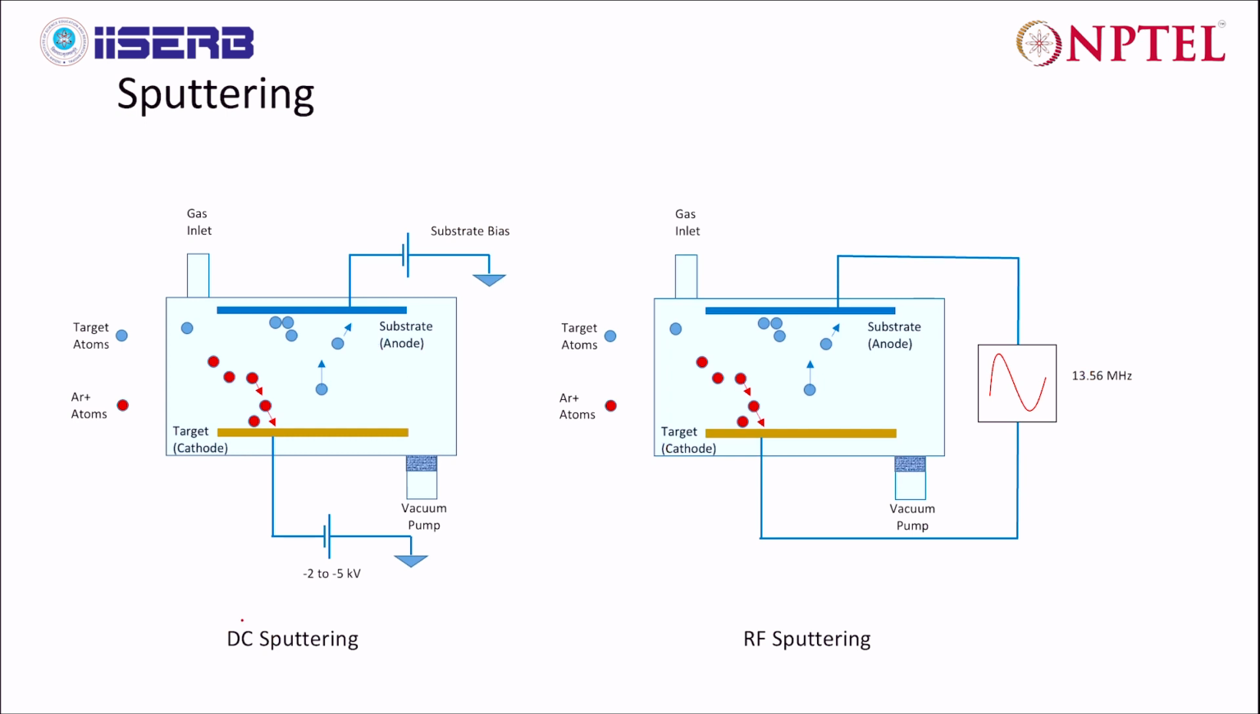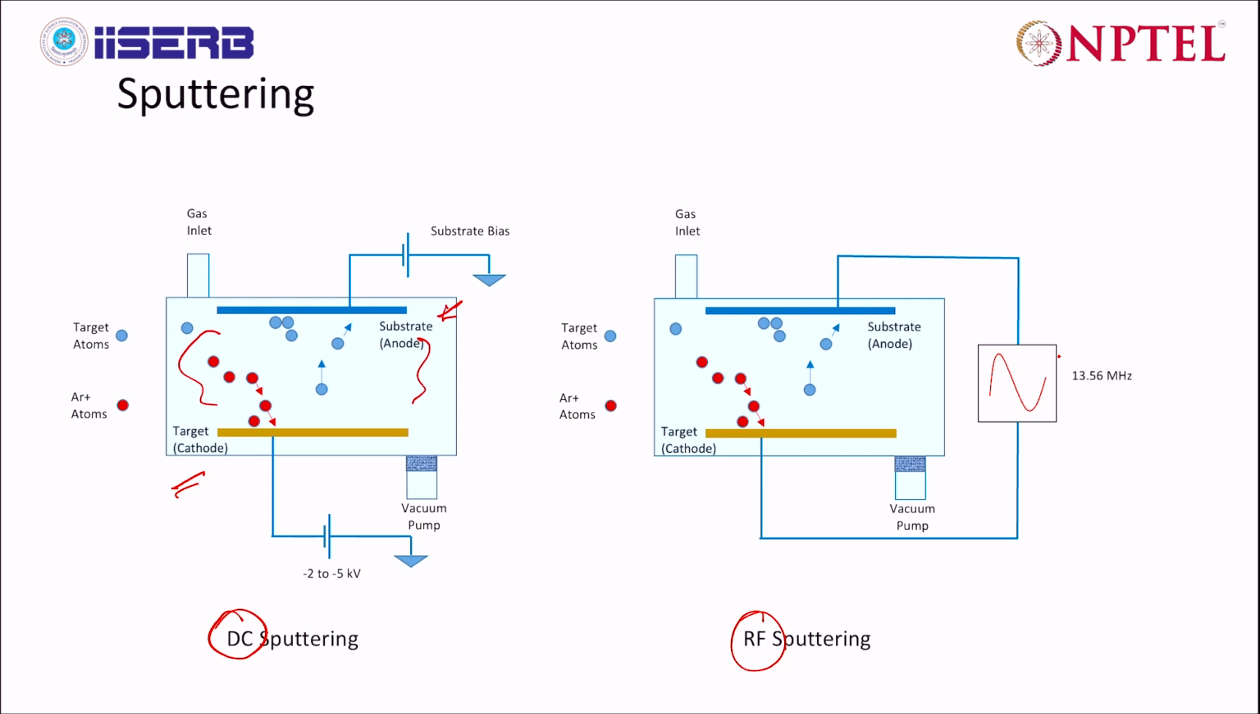Now, based on the power that you use for plasma creation, we also can classify the sputtering process into DC sputtering and RF sputtering. If you are applying DC voltage in order to create the plasma inside the chamber, then we call it DC sputtering. In this case, you have a target which is cathode, you have a substrate which is anode. Between cathode and anode, you apply high voltage of DC, and that in turn will generate a plasma. So we call it DC sputtering process.